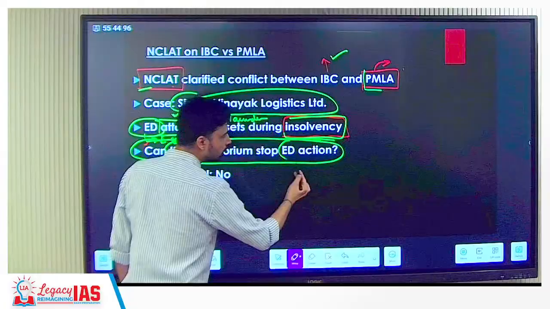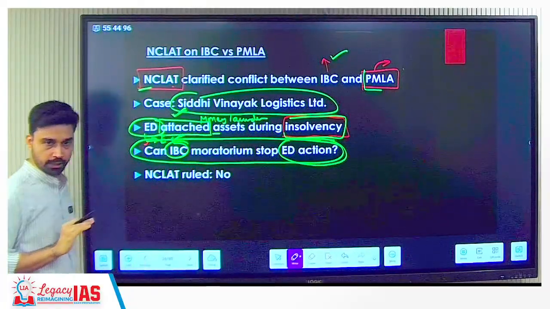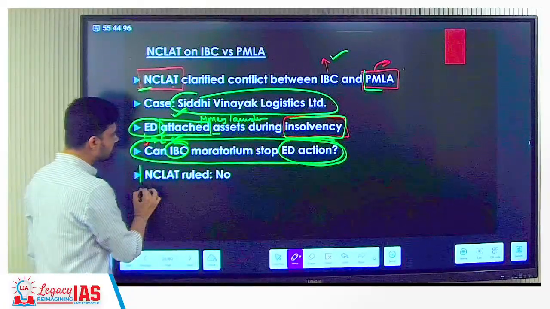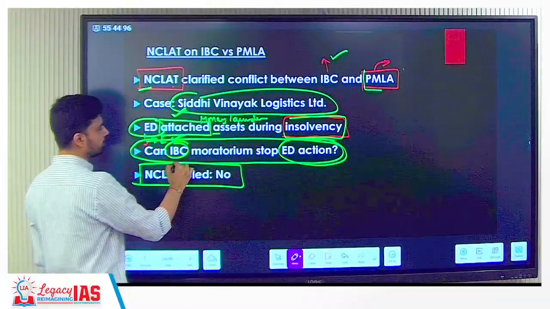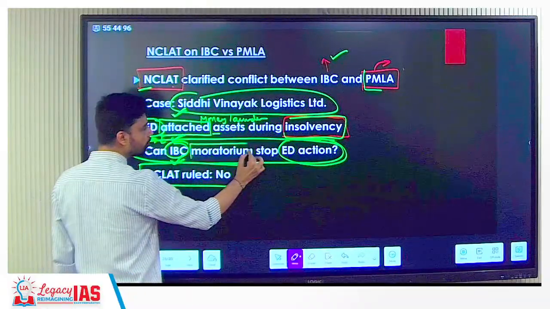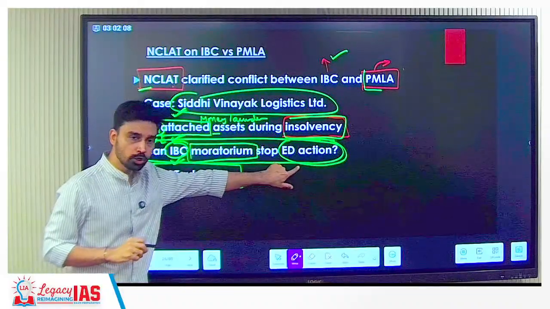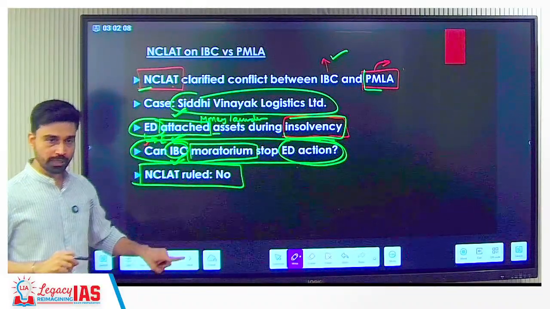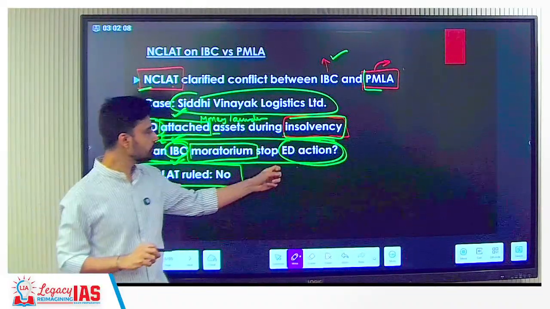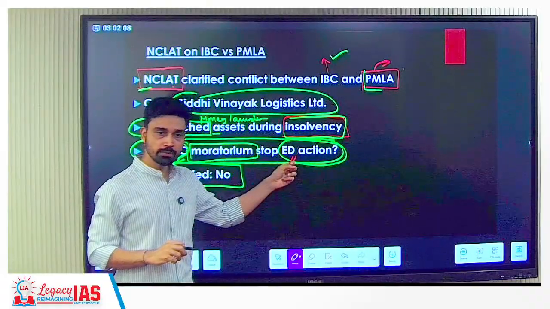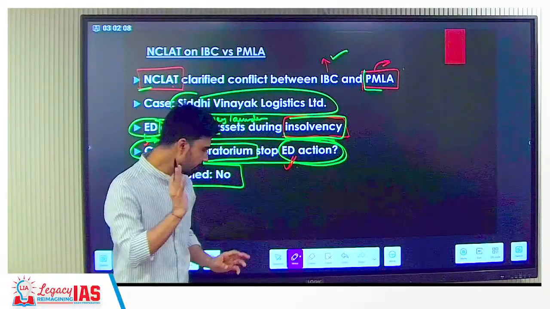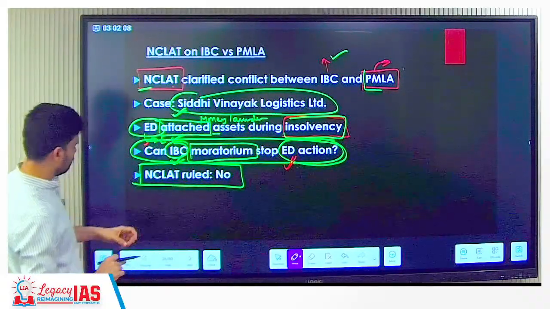But what did the ED do? It seized the asset. So that is what the fight was. What did NCLAT rule? That just because the IBC provides a moratorium that company assets cannot be interfered with, it does not mean that ED cannot do so. ED can do so. That means this particular verdict has been in favor of which department? The Enforcement Directorate. Okay, that is the overall crux of the decision.